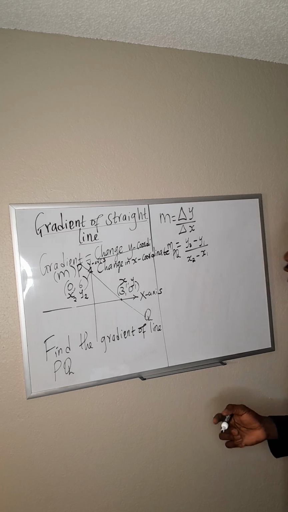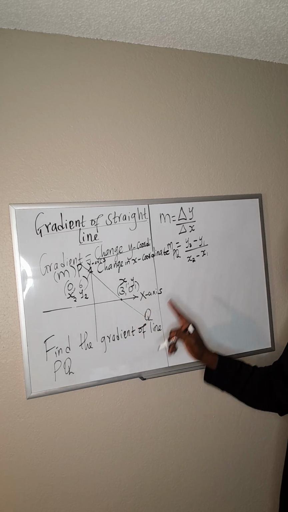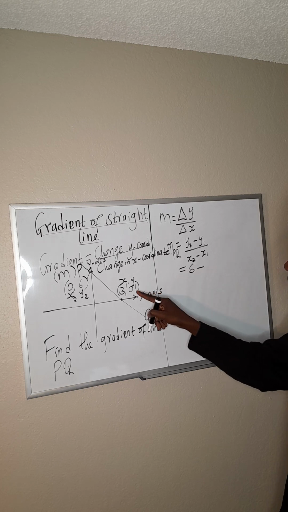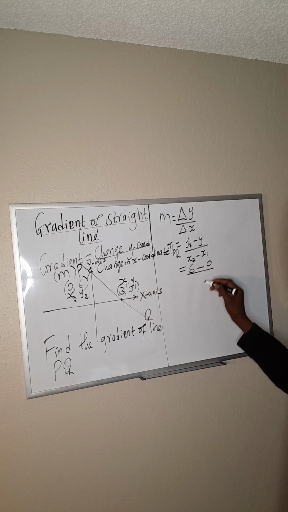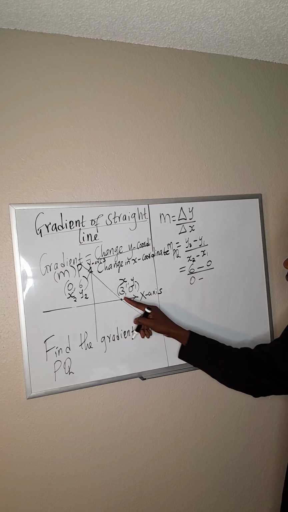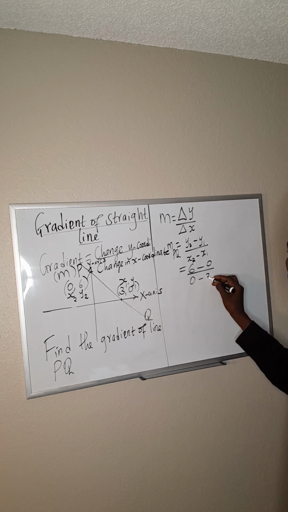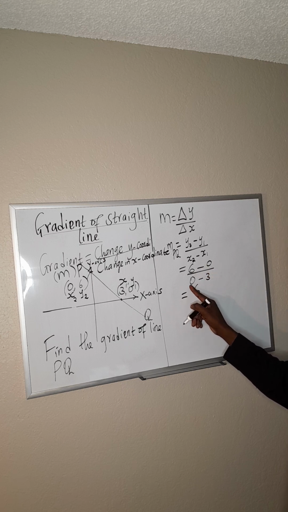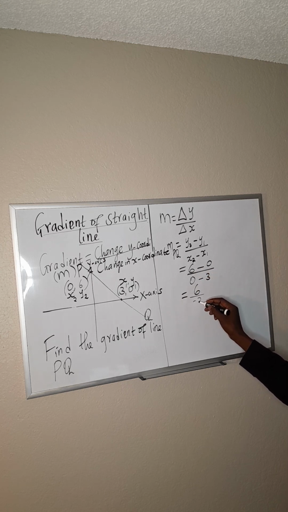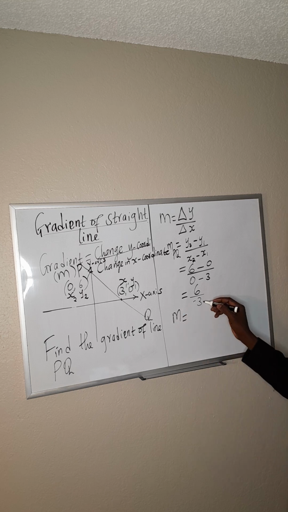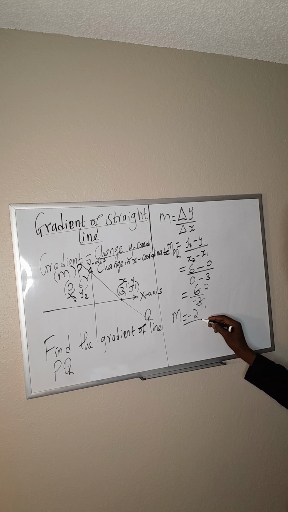Therefore, we will go ahead and find the gradient of this line. My y2 is 6, therefore I say 6 take away y1, which is 0, everything out of x2, which is 0, take away my x1, which is 3. When I subtract, I get 6 take away 0 is 6, out of 0 take away 3 is negative 3. So my gradient is 6 over negative 3, which is negative 2.